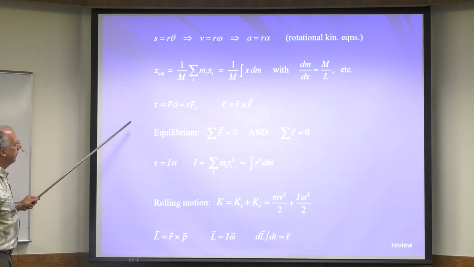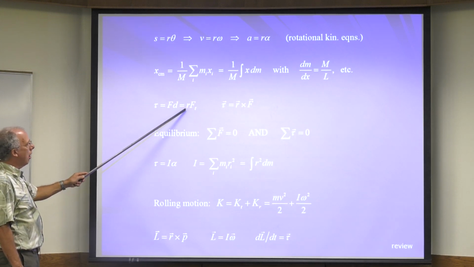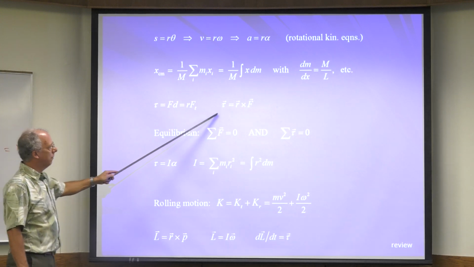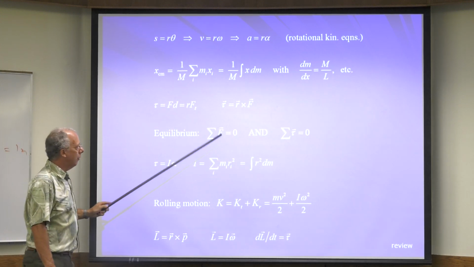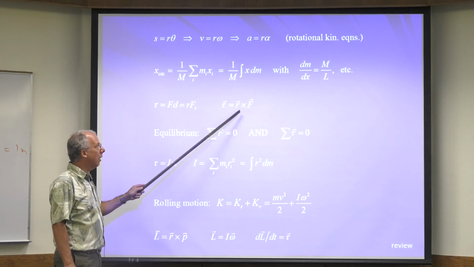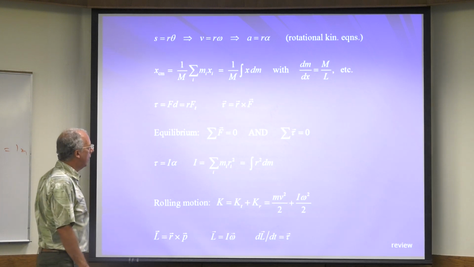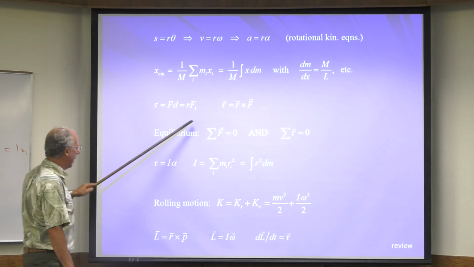Then torque, this is the magnitude, the force times the lever arm, or the r times the tangential force. There's the vector r cross F. And remember that r cross F is equal to negative F cross r. So you don't want to switch the order of these vectors here. Equilibrium, we already talked about that.